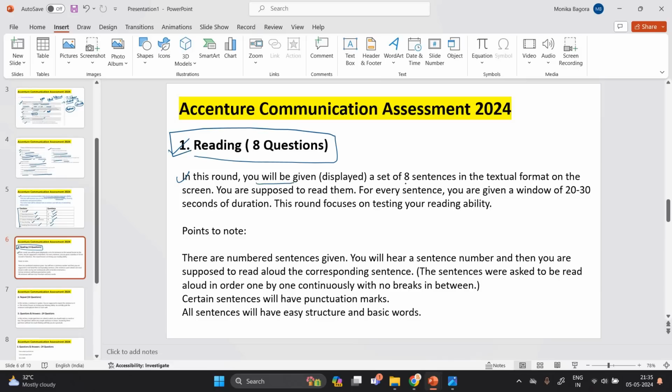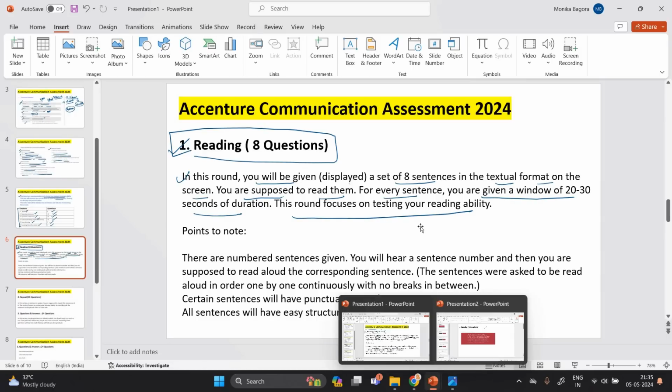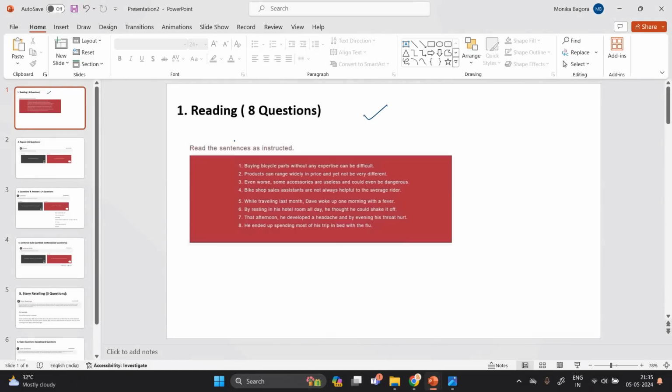In this round, you will be given a set of 8 sentences displayed in textual format on the screen. You are supposed to read them. For every sentence, you are given a window of 20-30 seconds. This round focuses on testing your reading ability. Just understand with the example.